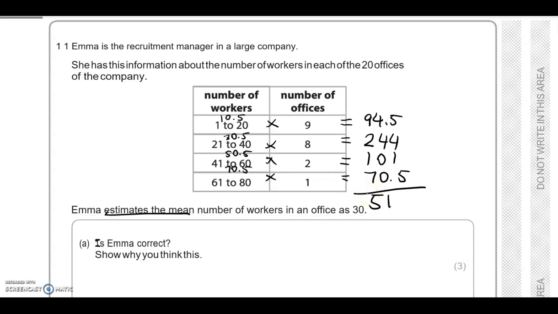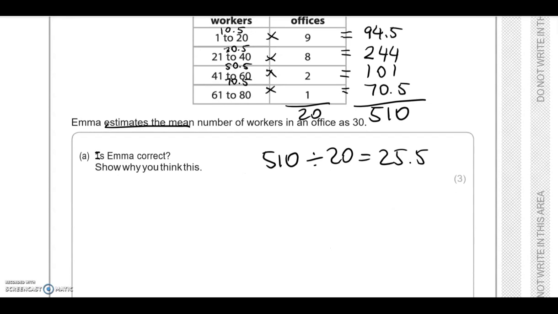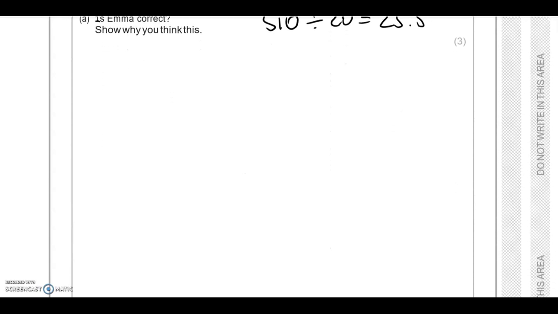So 510 divided by the 20, that gives us 25.5. So Emma is not correct.